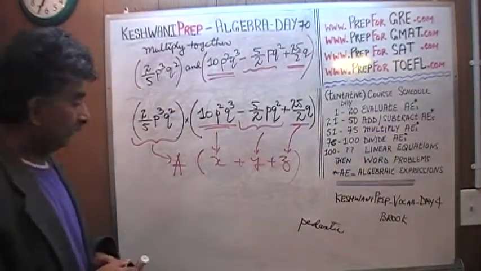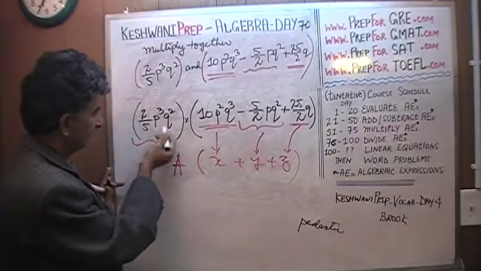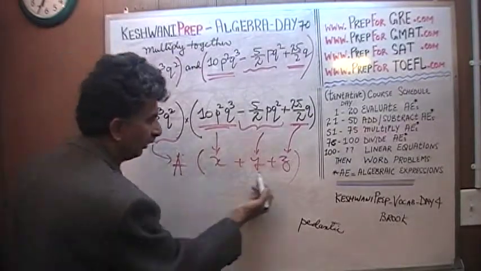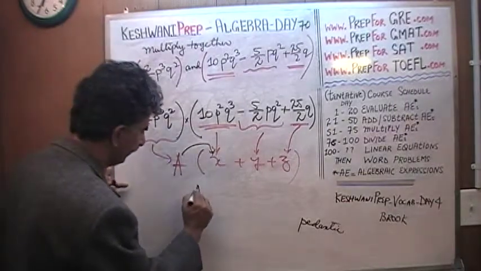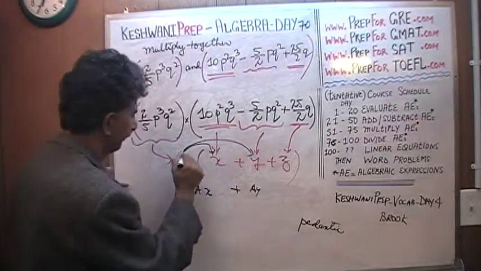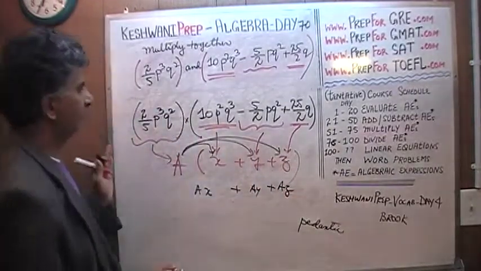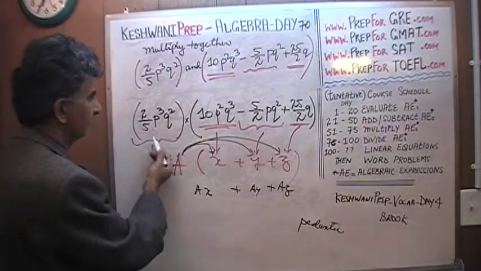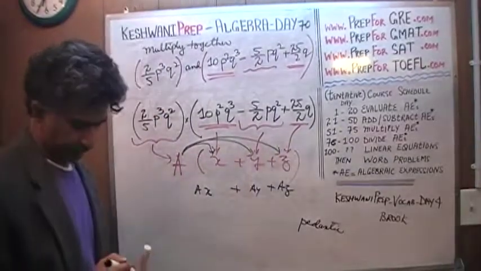So what we have to do now is to distribute. This is how we speak. We have to distribute this term, in this case a, over this expression. That's how we speak. Which gives us a times x plus a times y plus a times z, which is exactly what we're going to have to do here. This term times this term plus this term times the second term, and then this term again times the third term. Let's do it, okay?